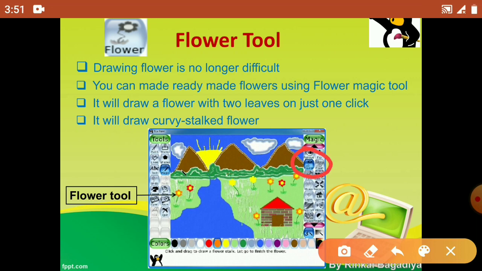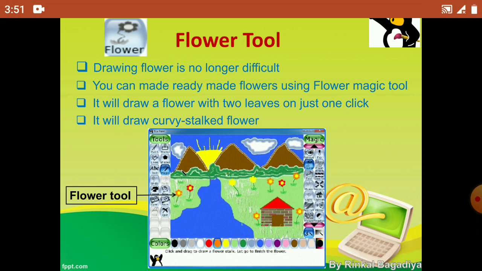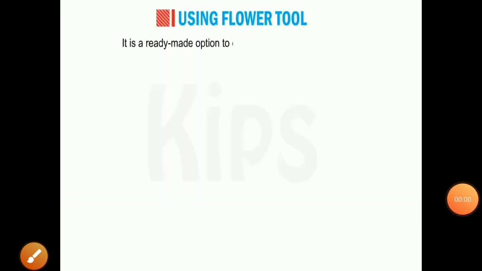On it a flower symbol is drawn. It is in the subtool box of the magic tool. In that the flower tool is available. Now by using the flower tool you can draw flowers like this. These flowers you can draw by using the flower tool. You have to just click on that area wherever you want to draw flowers. Okay, so let's see practically how we can draw flowers in our drawing using the flower magic tool. The flower tool is used to make ready-made flowers.